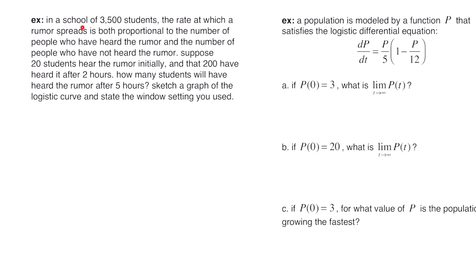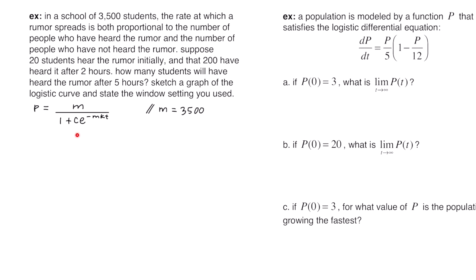Since the school has a population of 3,500 students, that's going to be our carrying capacity. So the equation we're going to use is the solution to the logistic equation. And again, we have m, or carrying capacity, is 3,500. It says 20 students have heard the rumor initially. So first we're going to use p of 0 equals 20 and m is equal to 3,500.